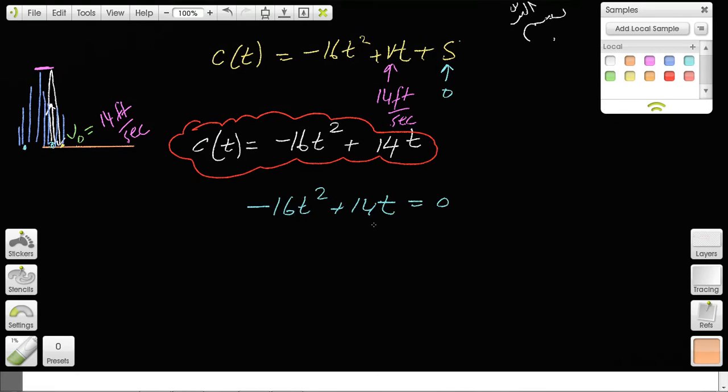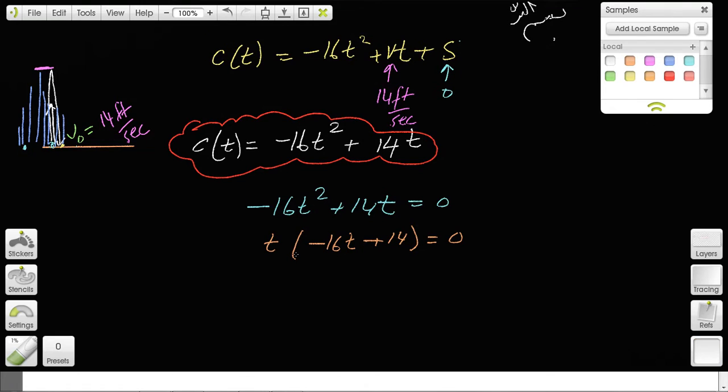This is a quadratic equation now. You're not going to complete the square, none of that stuff. You're going to factor out a t over here, like this. So do that, and I get t times negative 16t plus 14 equals 0.